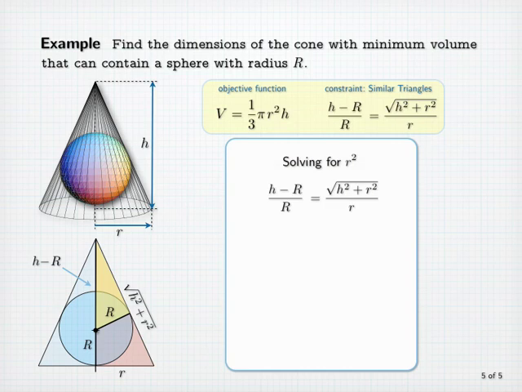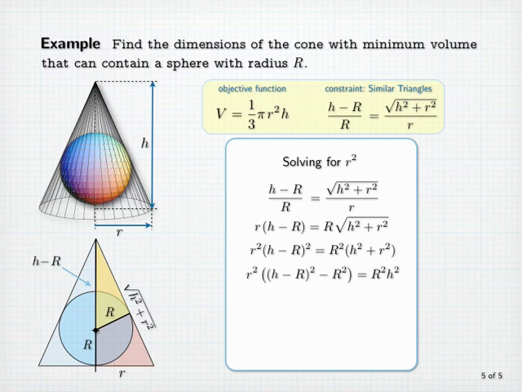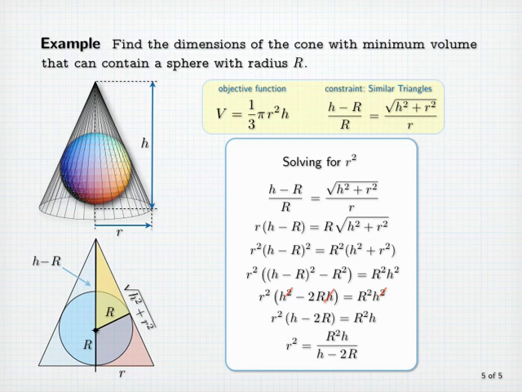Let's first cross multiply and then square both sides. Next, we multiply out the right side and subtract the term capital R squared, little r squared from both sides, and factor little r squared from the left side. The other factor on the left simplifies to h squared minus 2rh. Now let's simplify by dividing both sides by h, and finally dividing both sides by h minus 2r gives us r squared equal to capital R squared times h divided by h minus 2r.